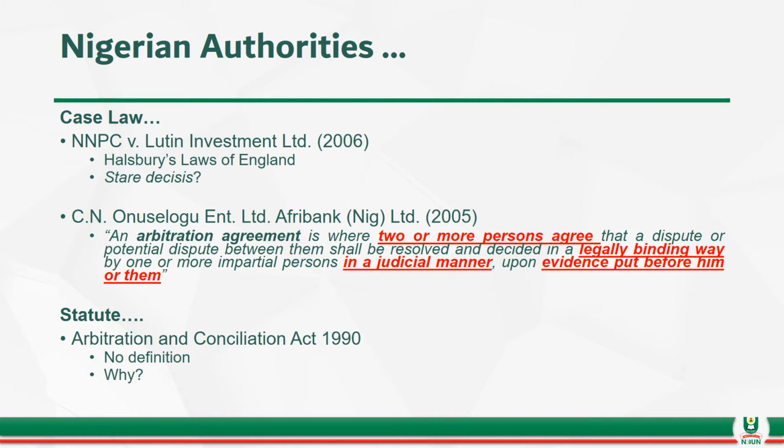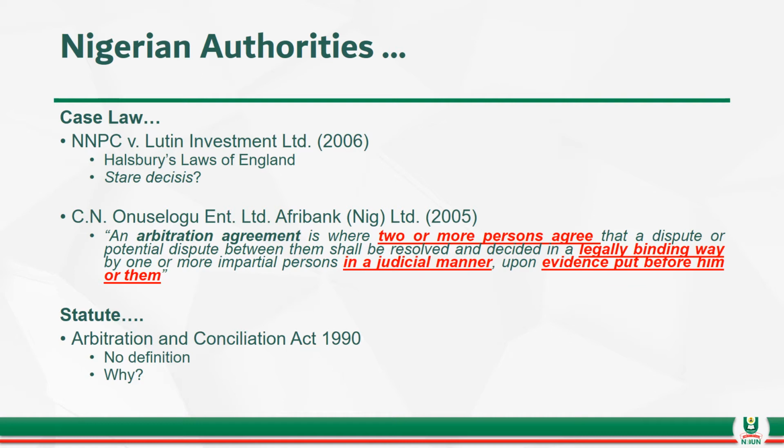Now, Onoselugu and Afribank, a decision given by the Court of Appeal the previous year, was defining an arbitration agreement, but is relevant for this lesson because it also highlighted the features that we have been talking about. It talked about two or more persons agreeing. It talks about the decision being legally binding. It talked about the arbitrator being impartial and examining issues in a judicial manner upon evidence put before him or them.